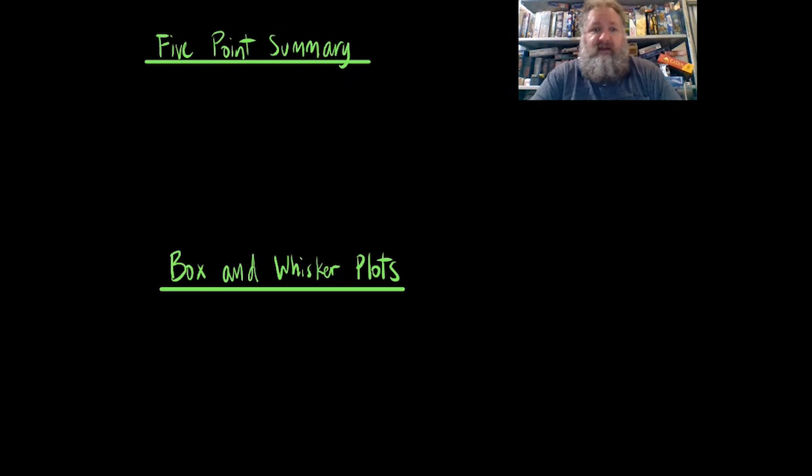Okay, so let's talk about our 5-point summaries. Now, in past videos, we've talked about our measures of central tendency, our mean, median, and our mode. In the last video, we talked about our measures of spread, which is our minimum and our maximum and our range, and our interquartile ranges, our Q1 and our Q3, as well as our median.